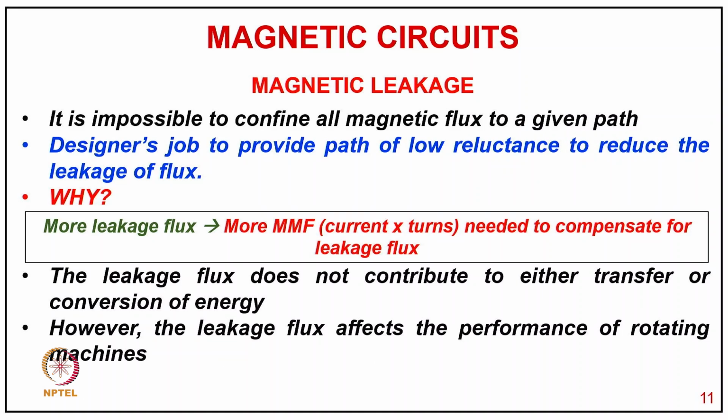Now coming to magnetic leakage. Normally flux is confined to the path of a ferromagnetic material, but in some cases some magnetic flux does not stay confined to the ferromagnetic path and takes a small path, a leakage. It does not link to the entire magnetic circuit, it is confined only locally, so we call it the leakage flux. It is impossible to confine all the magnetic flux to a given path, and the designer's job is to provide a path of low reluctance to reduce the leakage of flux.